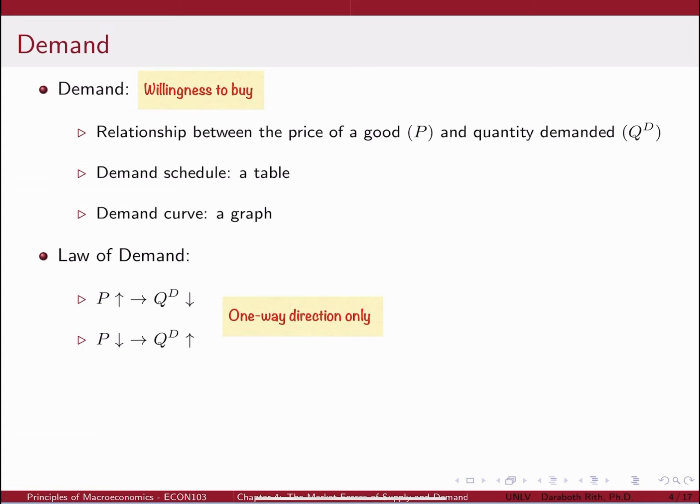One important thing that I would like to remind you of is that demand and quantity demanded are two separate things. Demand is the willingness to buy, whereas quantity demanded is the consumption level. A demand schedule is a table that comprises the quantity demanded at given prices, and a demand curve is the graph representing this combination.